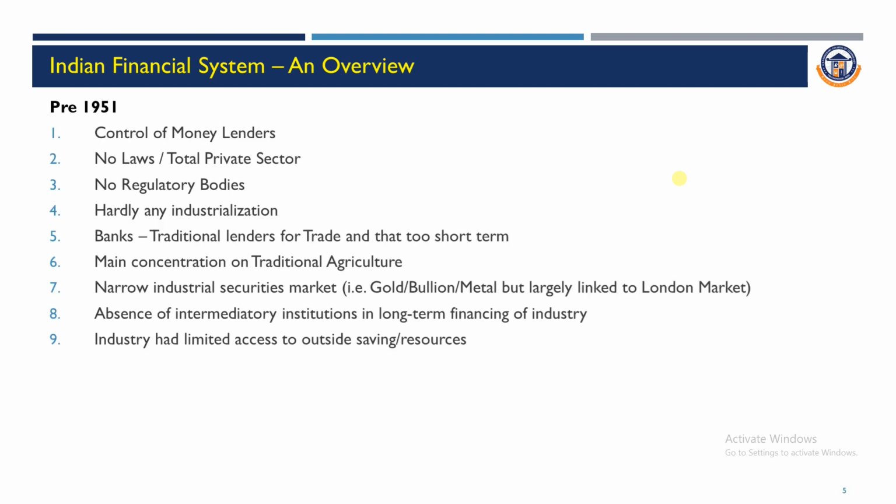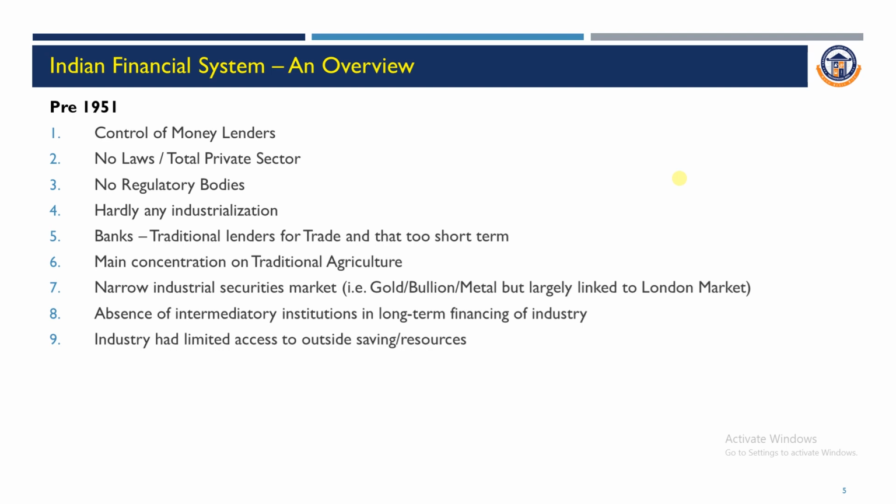So let us see the different time frames in which the financial system evolved in India. If you take the pre-1951 period, that's before our independence, there were so many private sector players, particularly the money lenders, who controlled the markets. Literally, there was no law or regulator for controlling the activities, so it was more like private sector domination. Hardly any industrialization happened, so that's the reason why more private players were involved and no public contributions happened.